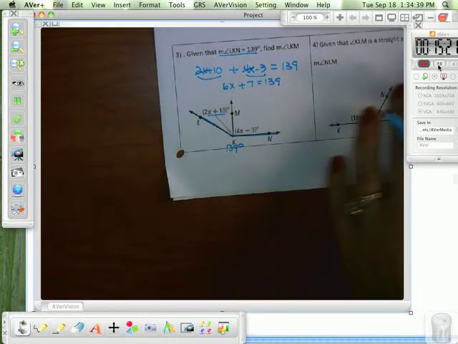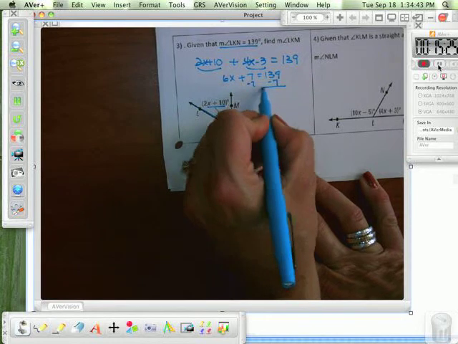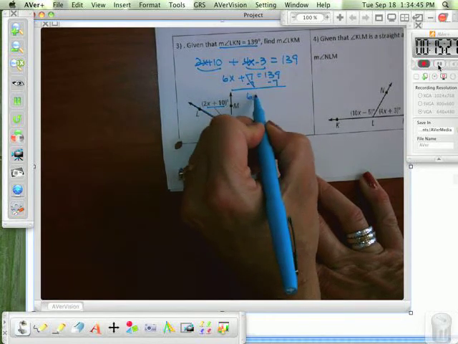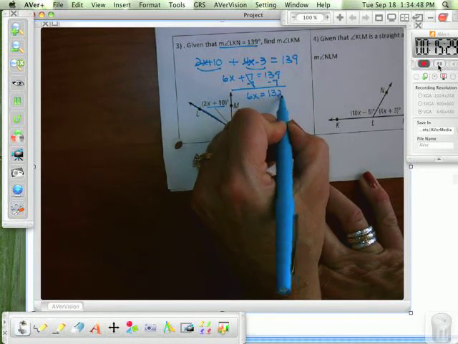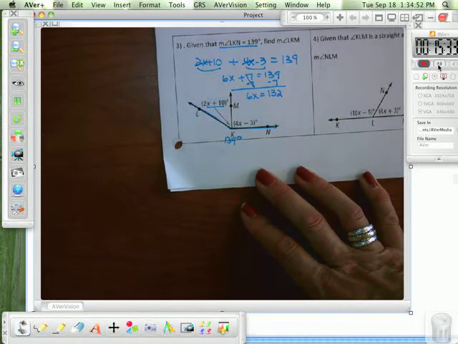Okay? Then I got to subtract 7 because I need to solve for x. 6x equals 132. And then divide by 6.